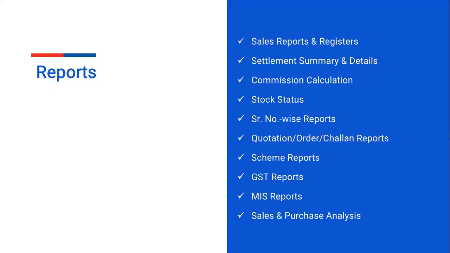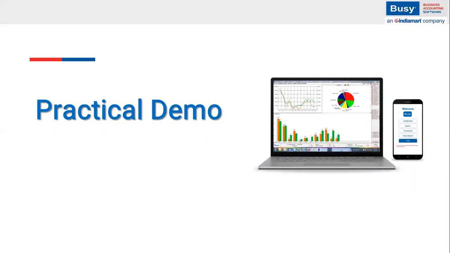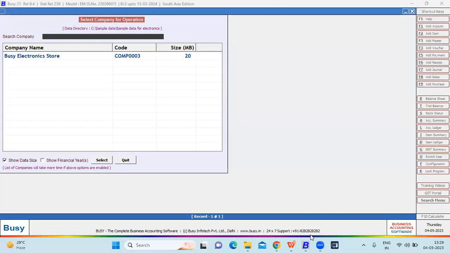Sales and purchase analysis. We have various options of sales and purchase analysis in Busy. We can see the reports on the basis of graph and pie chart. On the basis of graphs, you can see various reports in Busy on the basis of sale purchase analysis. Now we'll move to the practical session in Busy. This is the company I created, Busy Electronic Shops.